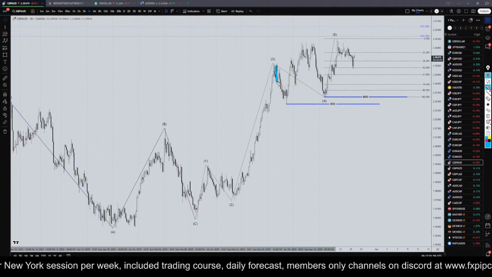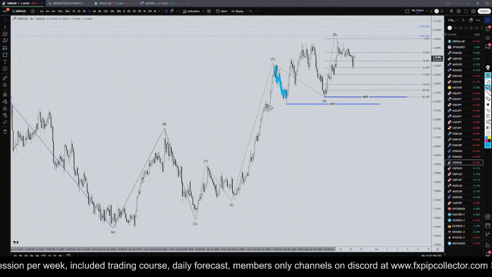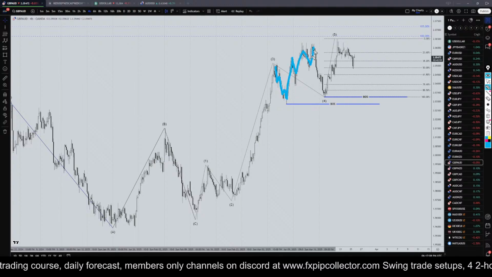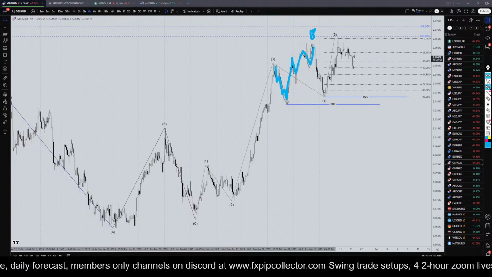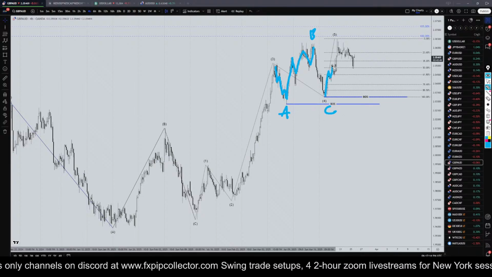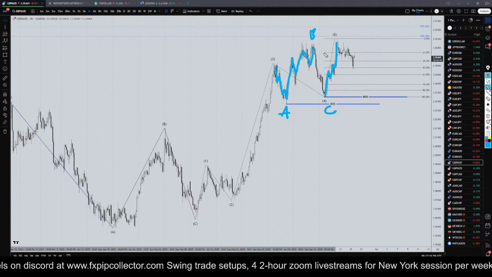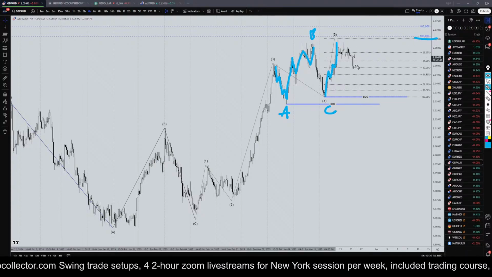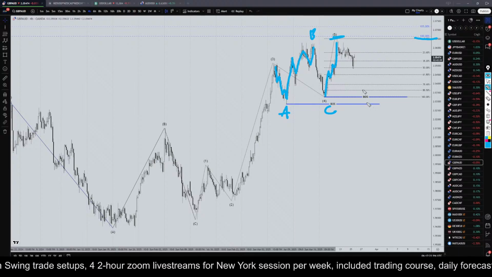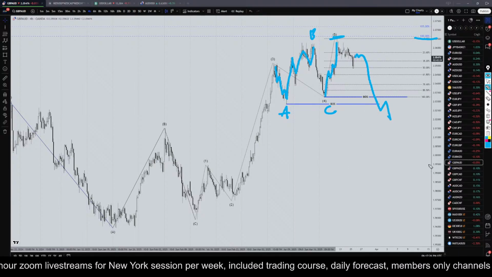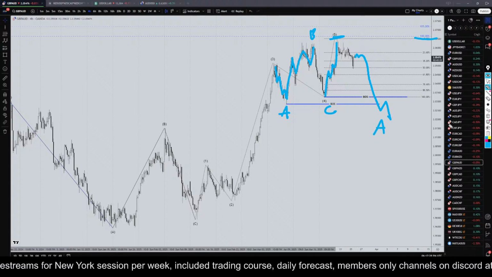Hmm. 1, 2, 3, 4, 5. Could it be an A, B, C? That's what I originally thought. A, B, C of four, and then this was an uptrend for wave five. And technically, it didn't quite hit the Fib level that I was looking for either, but it looks like it's close enough to potentially be going down now for a bigger correction, maybe.